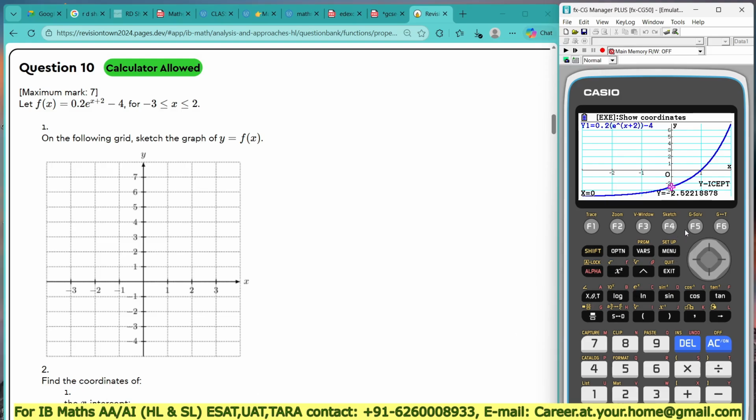So let me repeat once again how you will do this. Go to G-Solve for x-intercept f1, that is the root. You can figure out the x-intercept or the root. And again, G-Solve for the y-intercept, you have Y-ICPT, that is the F4. So if you press F4, you will get the y-intercept. Any doubt?